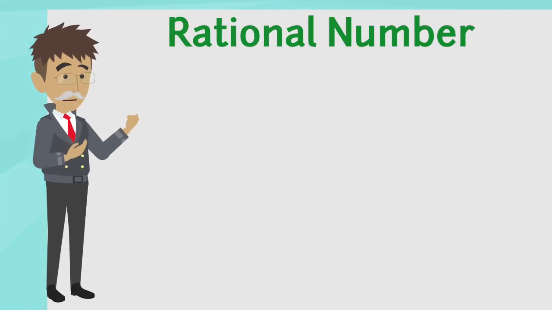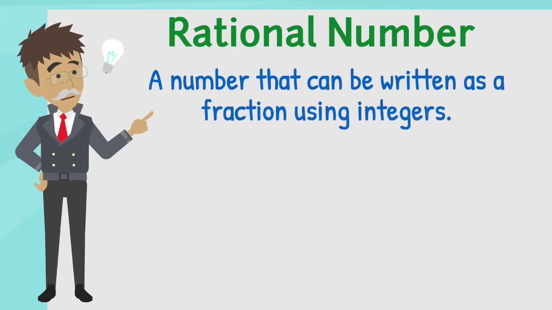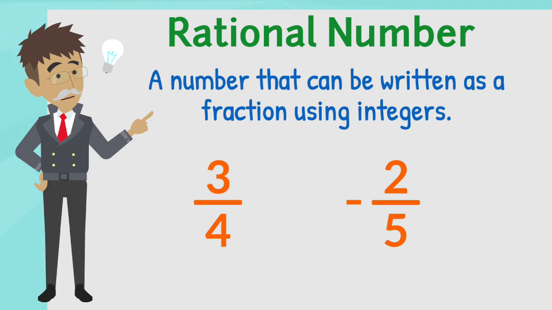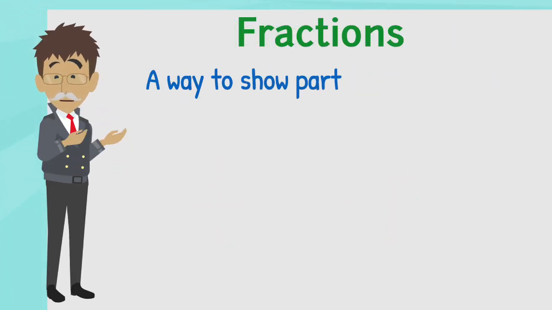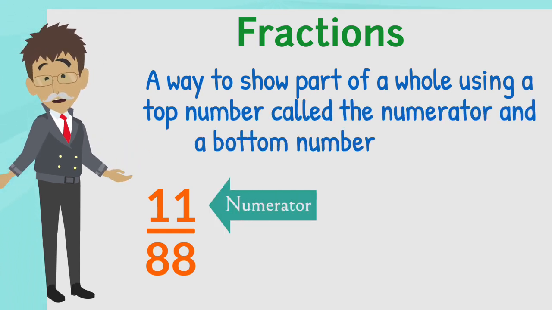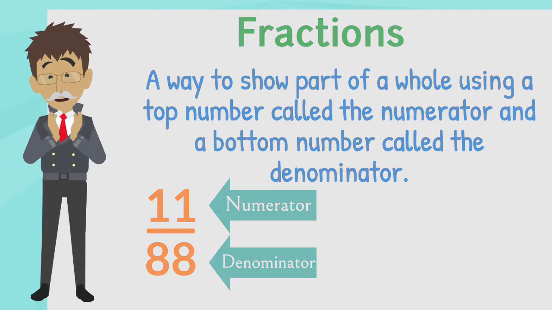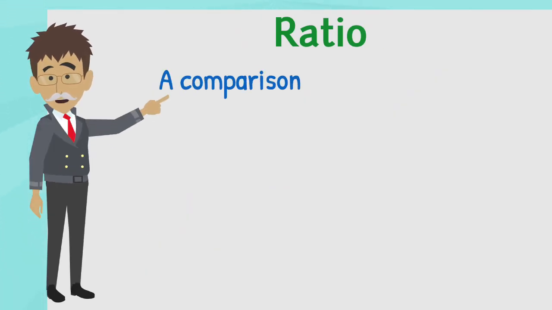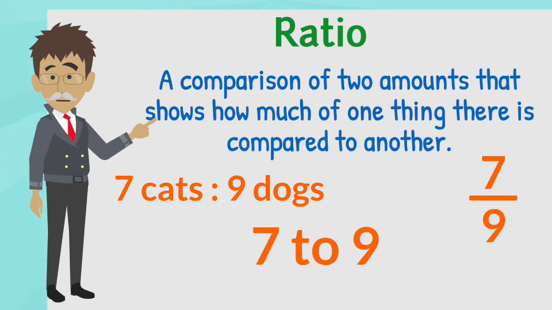Rational number. A number that can be written as a fraction using integers, such as 3 over 4 or negative 2 over 5. Fractions. A way to show part of a whole using a top number, called the numerator, and a bottom number, called the denominator. Ratio. A comparison of two amounts that shows how much one thing there is compared to another.